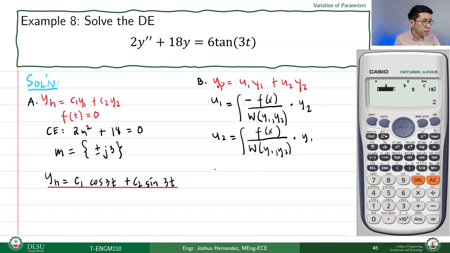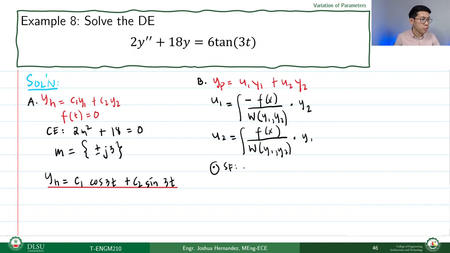The next thing we need to do is first, of course, to check if it is in standard form. It is in standard form, so check. Next is our f of x. Our f of x is actually 6 tangent 3t. What else? How about our fundamental set of solutions, our y sub 1 and y sub 2? Y sub 1 is actually equal to cosine 3t. So this will become cosine 3t.